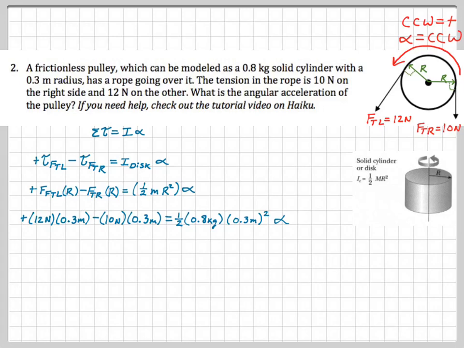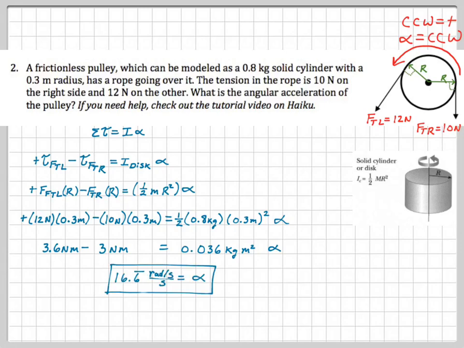And then we can solve for the angular acceleration. The angular acceleration of this solid cylinder, or this pulley, comes out to be 16.6 repeating radians per second squared.